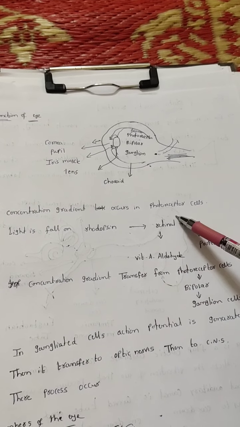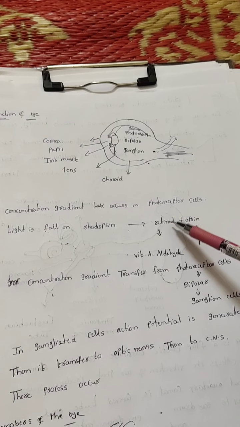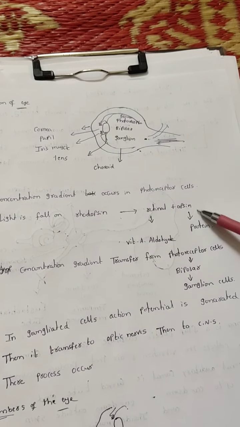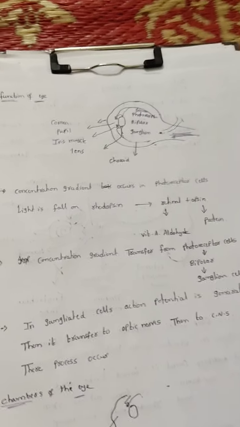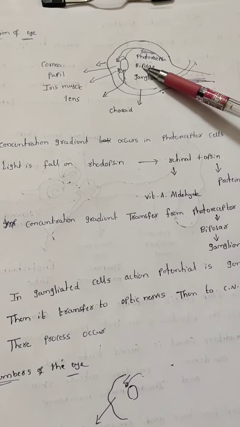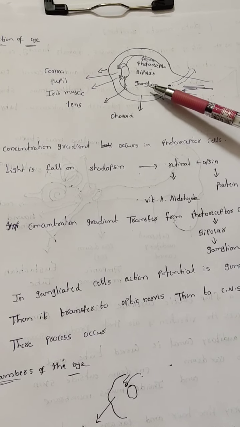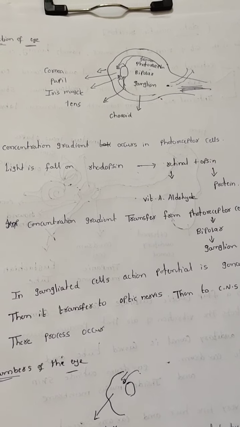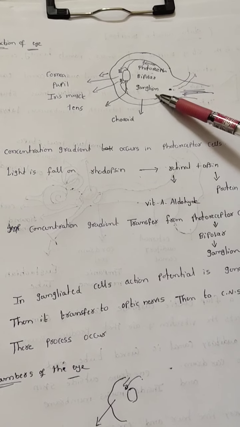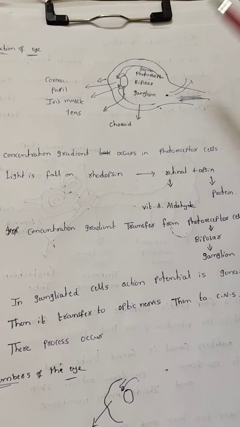Here aldehyde indicates what? The Al aldehyde group. Keep in mind it is not OL, it is Al, and opsin is a protein. Now this concentration gradient is transferred to the bipolar cells and the ganglion cells. There the action potential started. That's why keep in mind, where does the action potential start? In the ganglion cells, but the concentration gradient occurs in the photoreceptor cells.